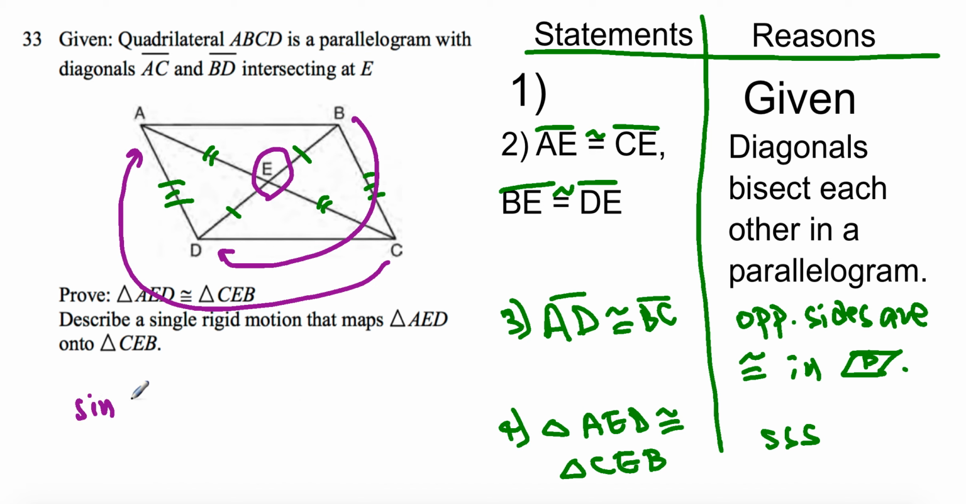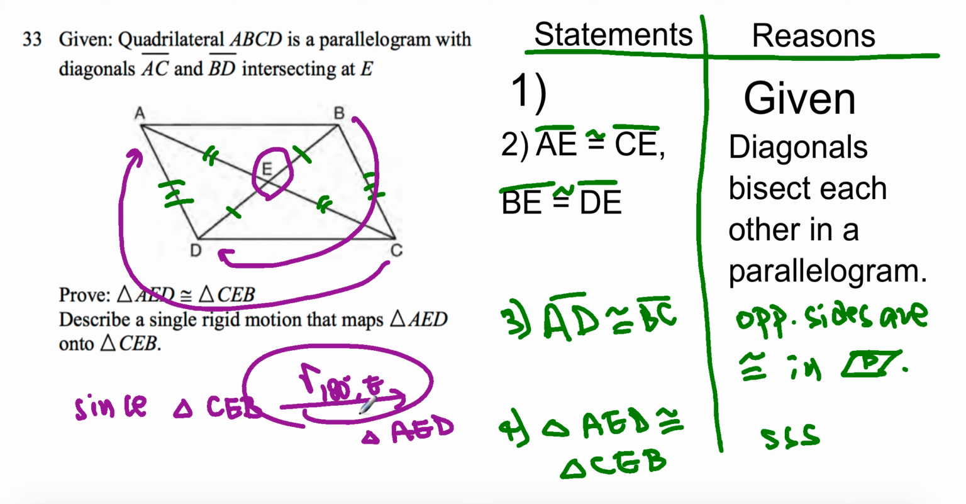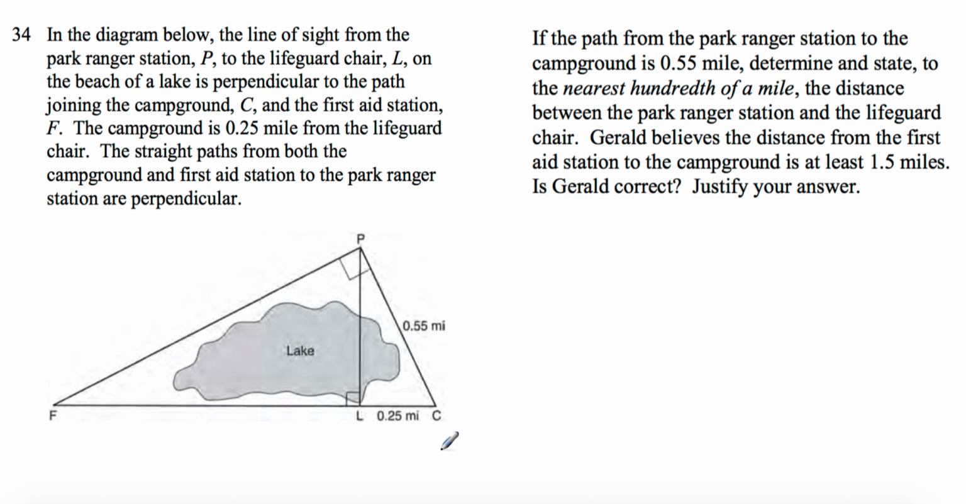Since starting from here, triangle CEB, let me just follow their lettering here. CEB is rotated 180 degrees about point E, gets me triangle AED. That's why by rotation we get to see that these two are congruent to each other, where rotation is one of the rigid motions. All right, let's look at number 34.